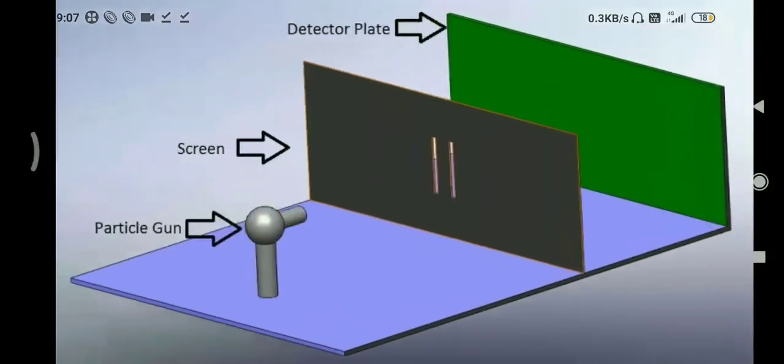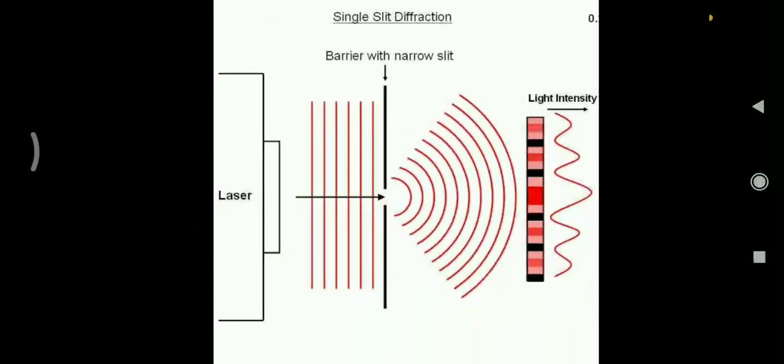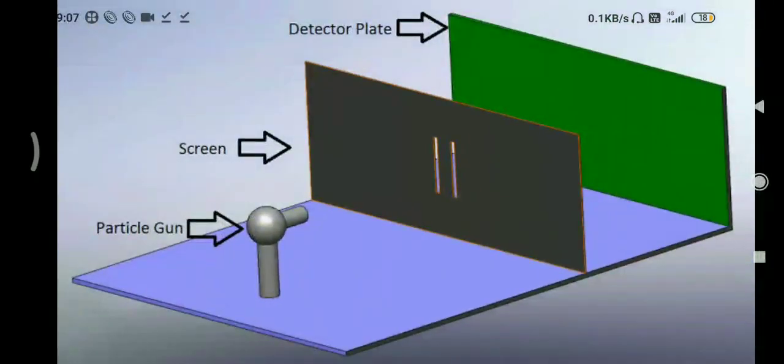Okay, again I am repeating that if you have a single structure, you can observe a single line, and if you have a double structure like this, you can observe structures like these.